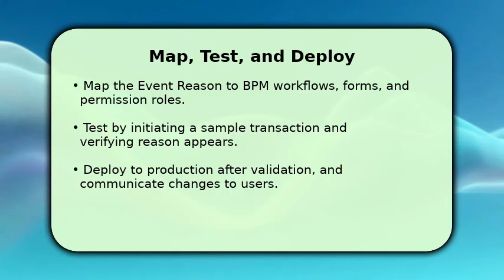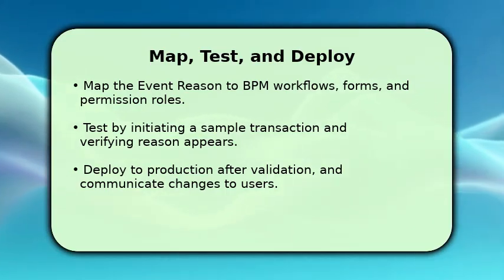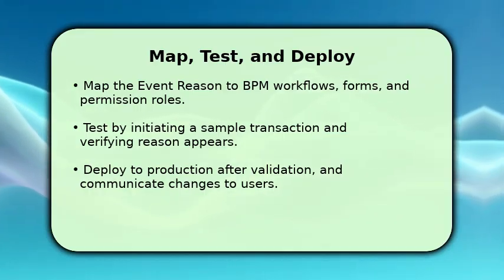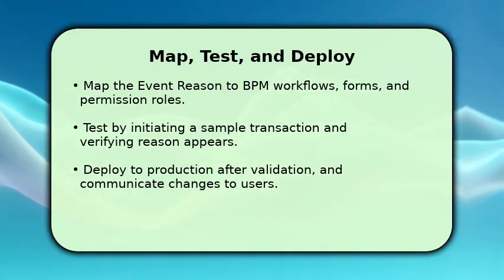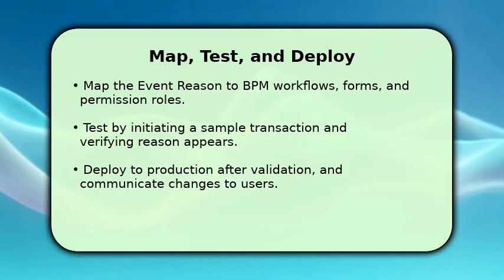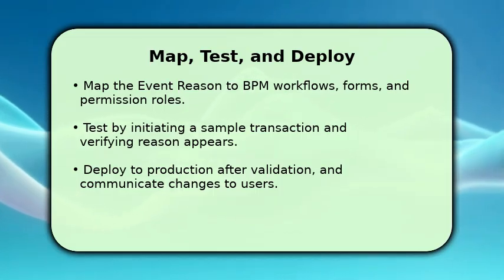Map the event reason to BPM workflows, related forms, and permission roles in the system. Open the relevant object configuration and add the event reason code to the pick list or rule set. Adjust role-based permissions if only specific roles can select the reason.